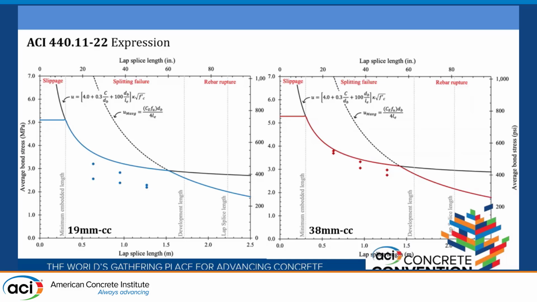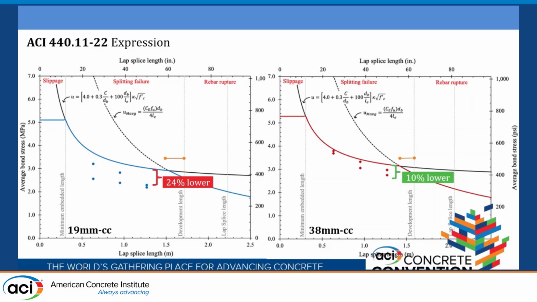So in this case, we were expecting a splitting failure. We got splitting failure, but our points on average bond strength were below that expression based on ACI. So that means that the ACI could be under conservative. The average bond strength that you predict is a little higher than the real one. In this case, 28% lower than the one that you predict with the ACI expression. And for the 38 millimeters clear cover it is 10% lower.